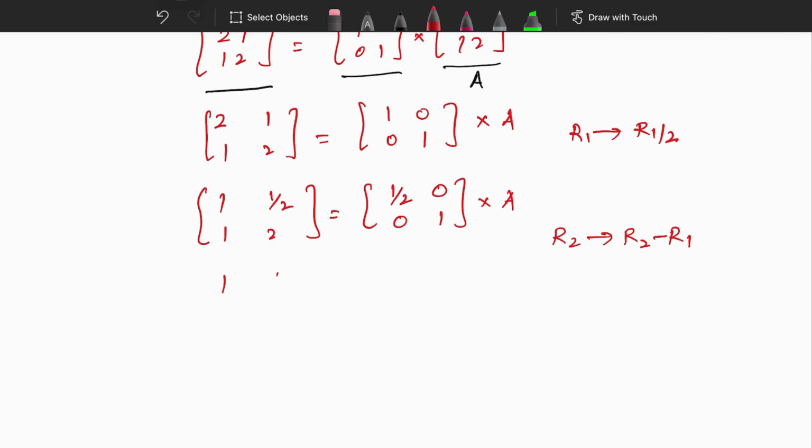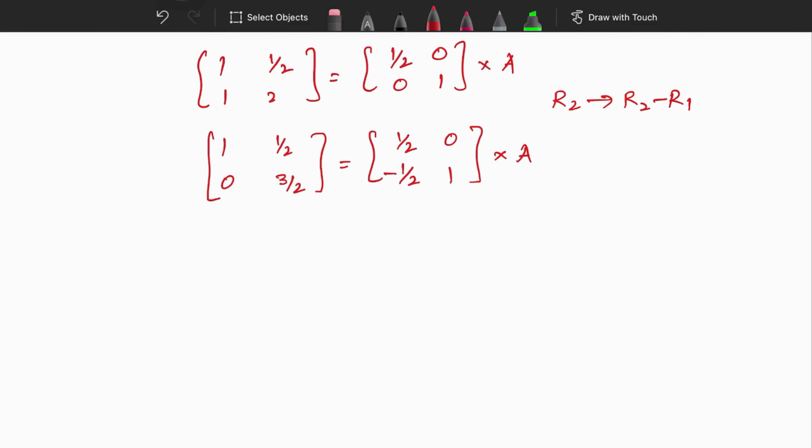1 is not changing, so 1 and 1 over 2 stay as they are. Second row minus first: 1 minus 1 is 0, and 2 minus half is 3 over 2, that's 1.5. Similarly on this side, 1 would not change, that's 1 over 2 and 0. Second is 0 minus 1 over 2, which is negative 1 over 2, and 1 minus 0 is 1. So that's the change for the right side, with the A as it is.